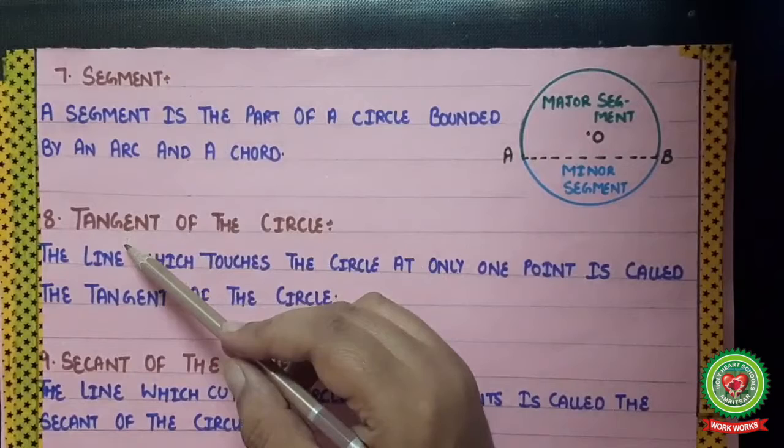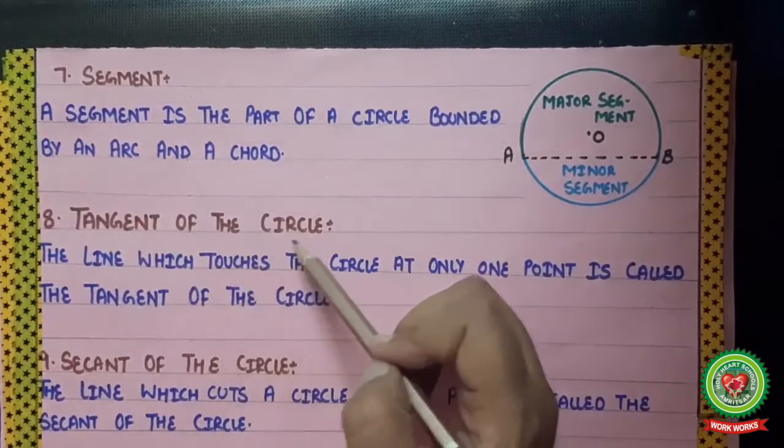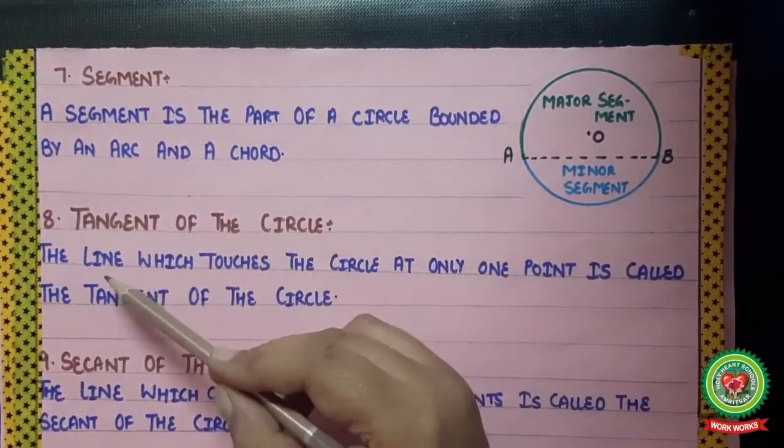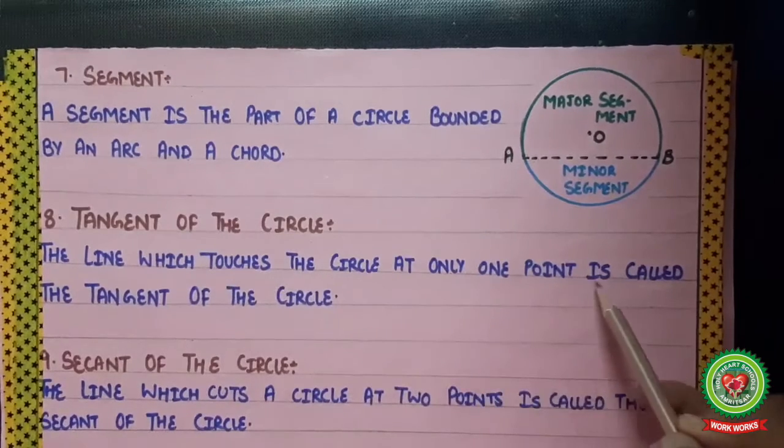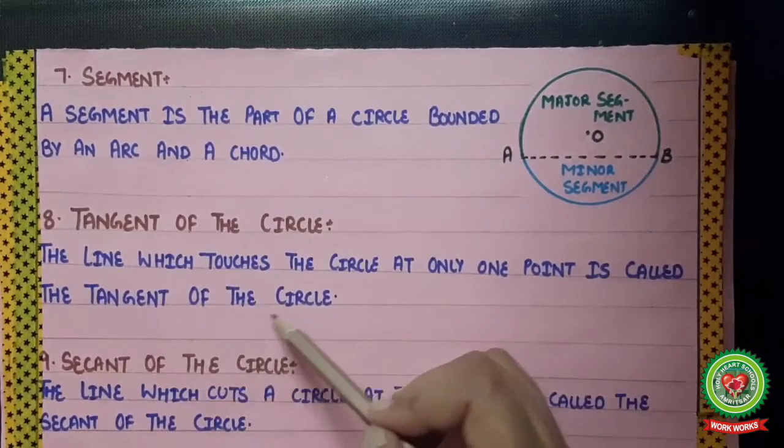Now next term related to the topic is tangent of the circle. Now what is the tangent of the circle? The line which touches the circle at only 1 point is called the tangent of the circle.